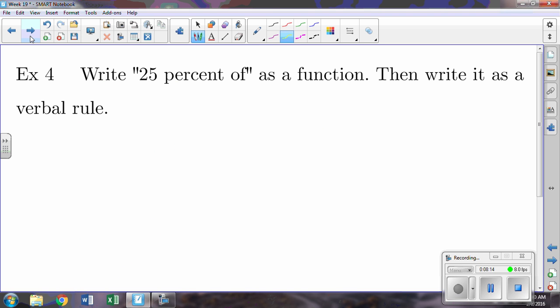Consider this example 4. 25% of as a function. After that, we'll write it as a verbal rule. Well, since we're writing it in function notation, we know we're going to have something of the format f of x. So what's going on with 25% of? Think back to the last example. What operation does this indicate?